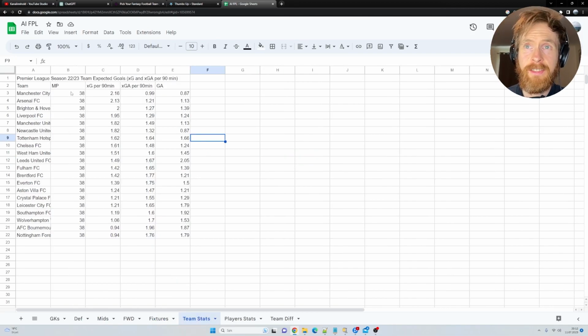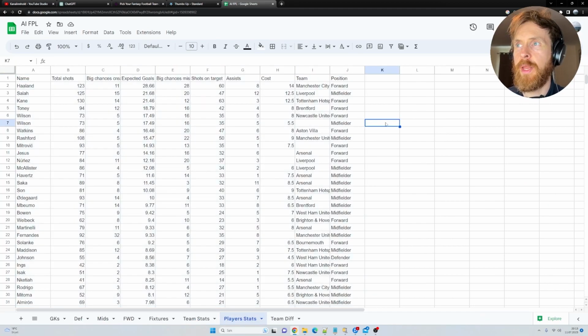We have team stats. So this is from last season. I guess we don't have the promoted teams. But we have xG per 90, xGA per 90, goals against, and matches played. And I think this is not complete. I'm gonna be collecting maybe some more data on this. This is just to test out the system.